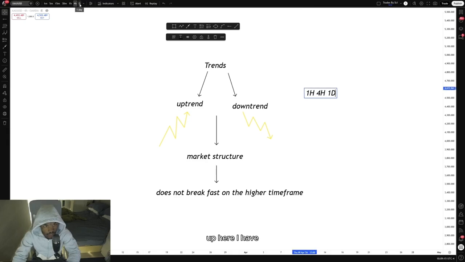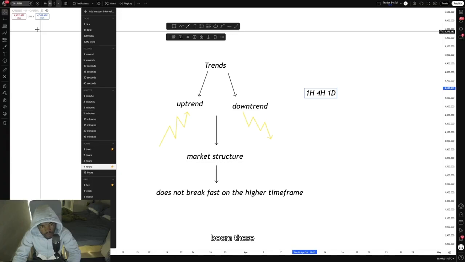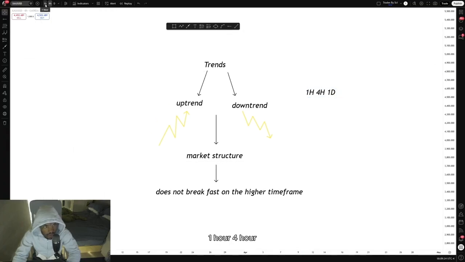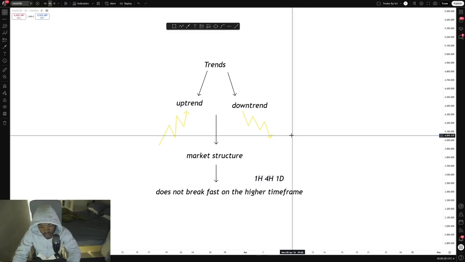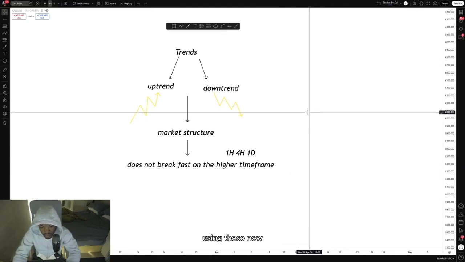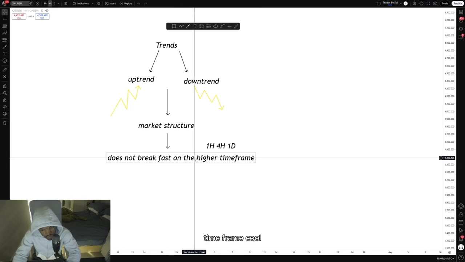As you can see up here, I have the daily, 4 hour, and 1 hour. I honestly don't even need all these. This was just for fun. Boom. These are the only things you need: 1 hour, 4 hour, daily time frame. These are your higher time frames. So get used to using those.